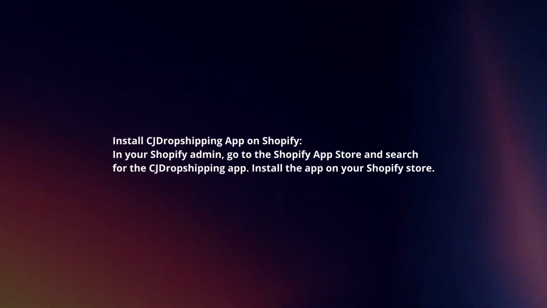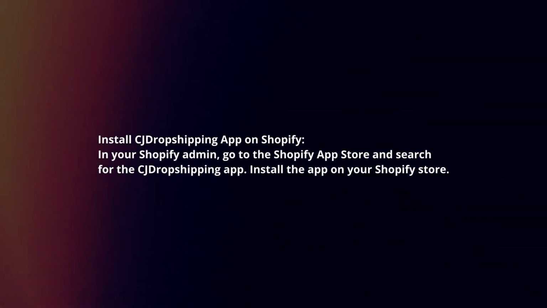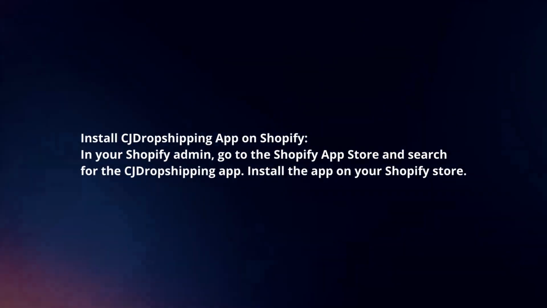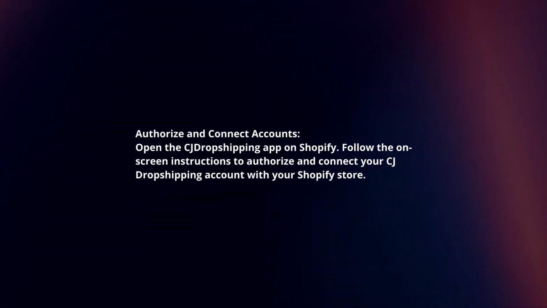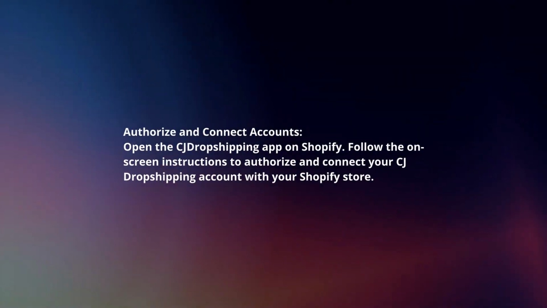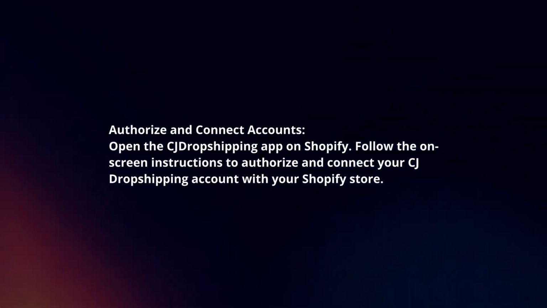Install CJ Dropshipping app on Shopify. In your Shopify admin, go to the Shopify App Store and search for the CJ Dropshipping app. Install the app on your Shopify store. Authorize and connect accounts. Open the CJ Dropshipping app on Shopify. Follow the on-screen instructions to authorize and connect your CJ Dropshipping account with your Shopify store.